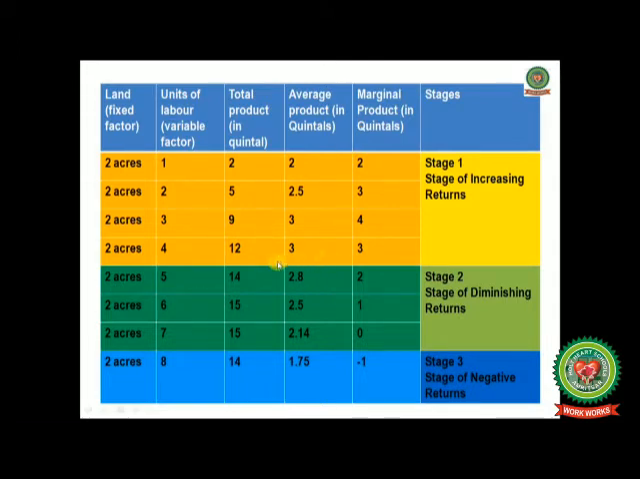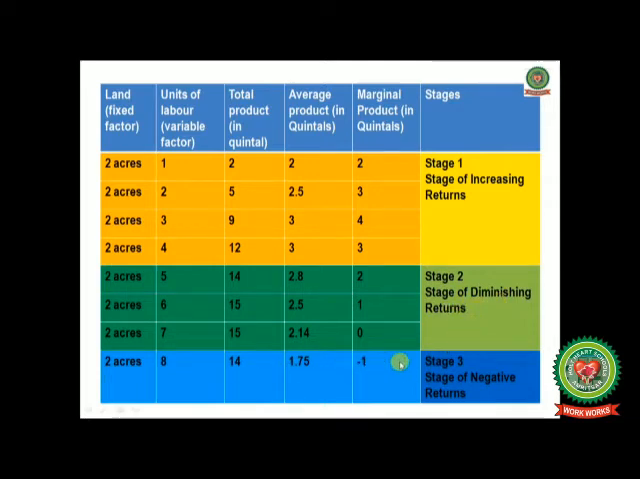The average product, that is the output given by each laborer, increases till the employer employs 4 units of labor on the 2-acre piece of land. At this point the first stage ends, and this stage is known as the stage of increasing returns. After that, if there is overstaffing, or the employer employs more and more units of labor, then the production given by each laborer will reduce. That is known as the stage of diminishing returns.